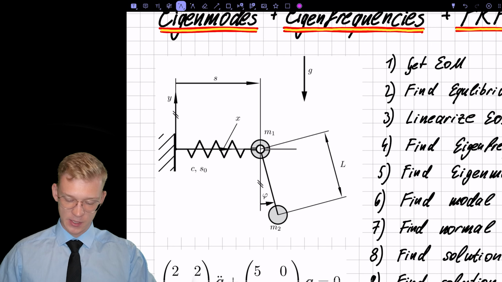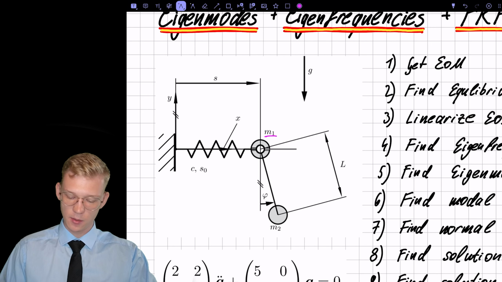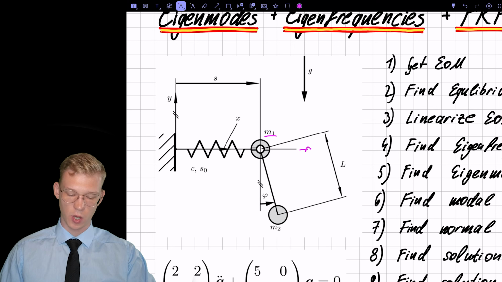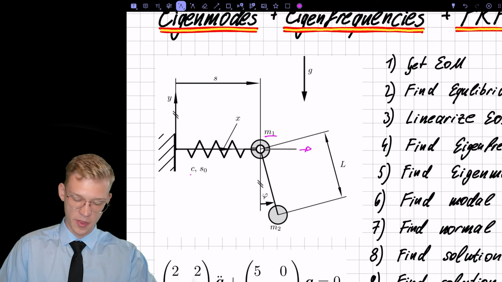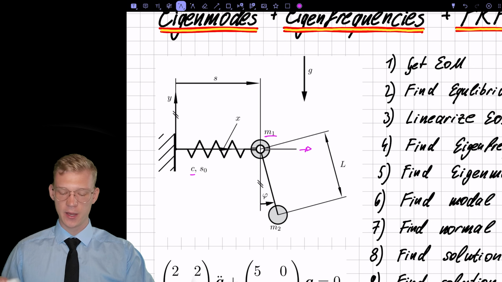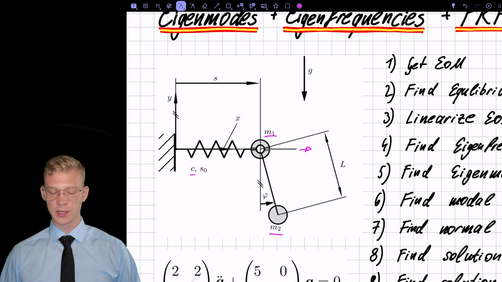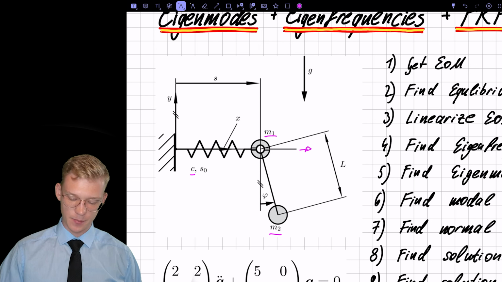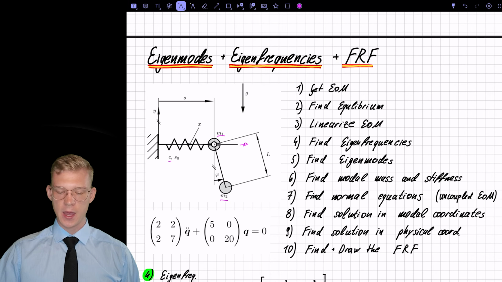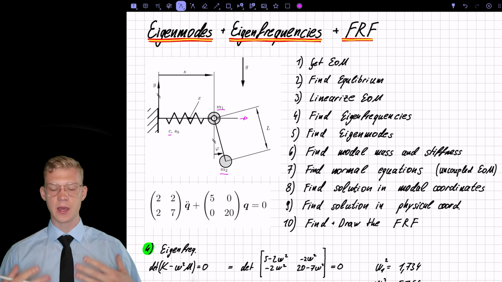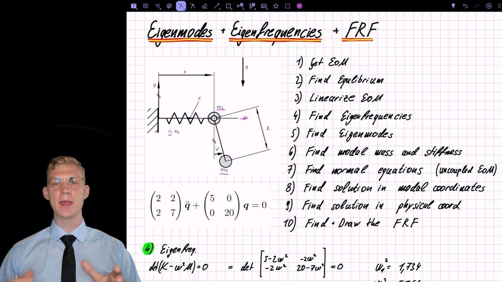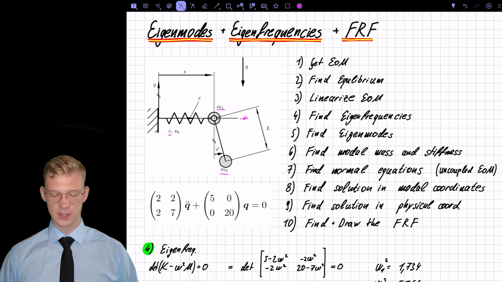So we have this system. We have mass 1 that is moving along a rod and is connected to the wall with a spring. And we have another mass 2, that is connected to mass 1 and is basically just a pendulum. And now we want to find the eigenmodes, eigenfrequencies, and the frequency response function of this system.